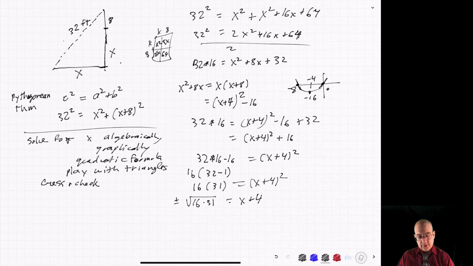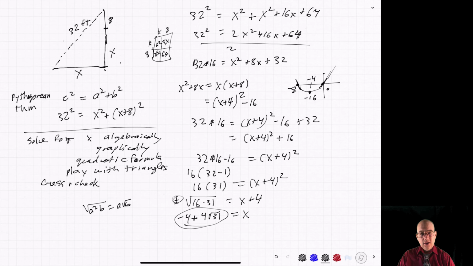And theoretically it's plus or minus, but I know from this picture I'm going to want to be to the right of the vertex, so I'm just going to take the plus. It's minus 4 plus, now the square root of a squared times b is a times square root b. General fact. So 4 times the square root of 31 equals x.